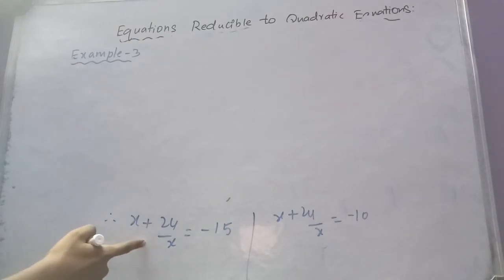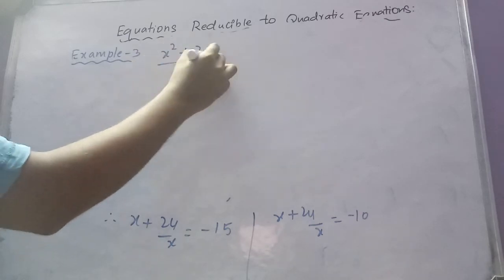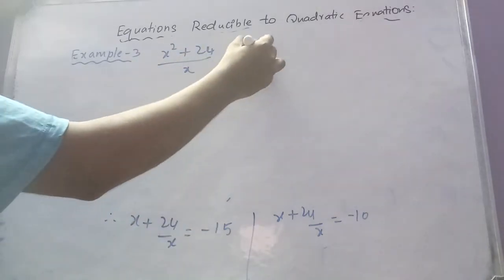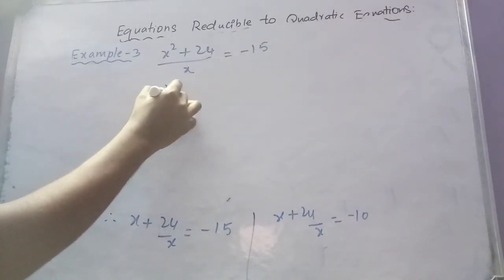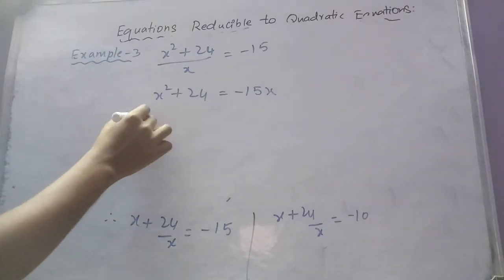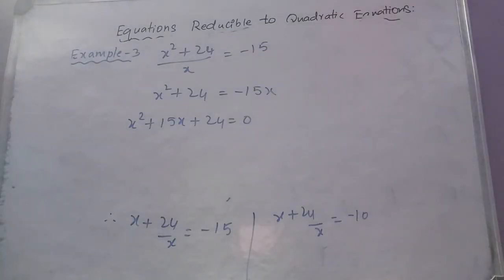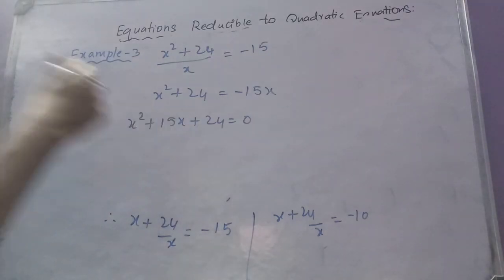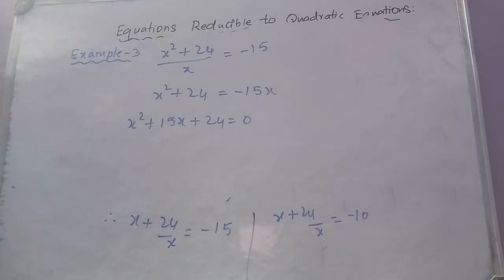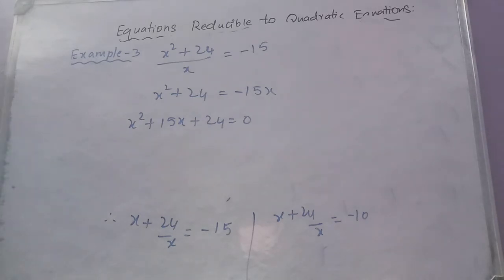So continue solving this. So what you will get? (x² + 24)/x is equal to minus 15. Cross multiply, x² + 24 is equal to minus 15x. Take it to the left side, x² + 15x + 24 = 0. And check whether I can split the middle term or not. The factors of 24 are 1 and 24, 2 and 12, 3 and 8, and then 4 and 6. No, I cannot split the middle term. So let us use the quadratic formula.